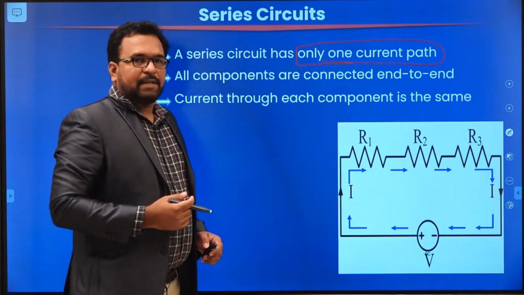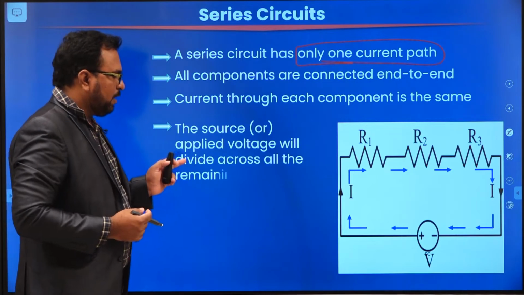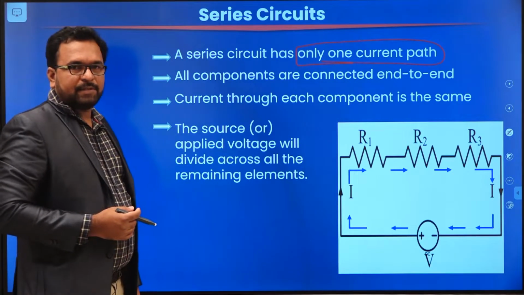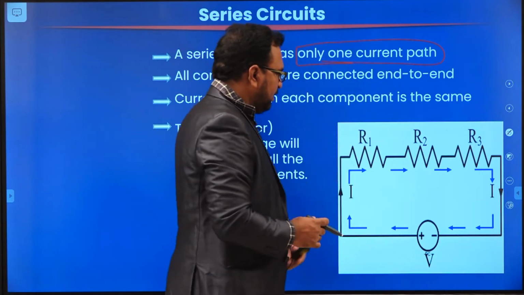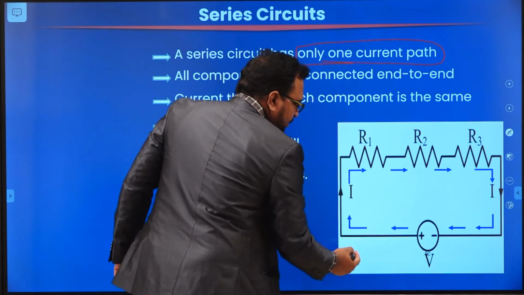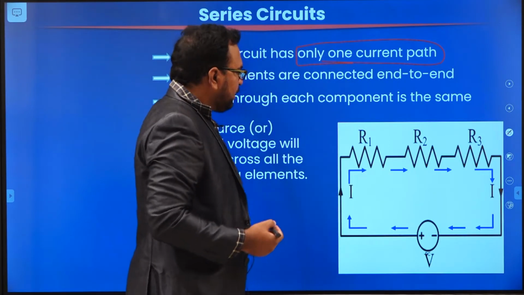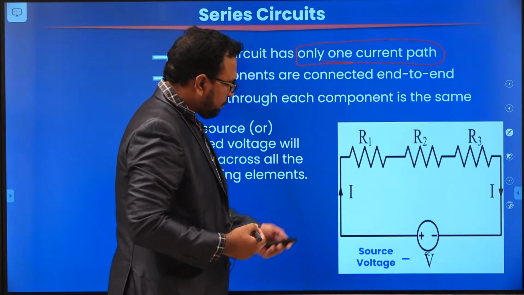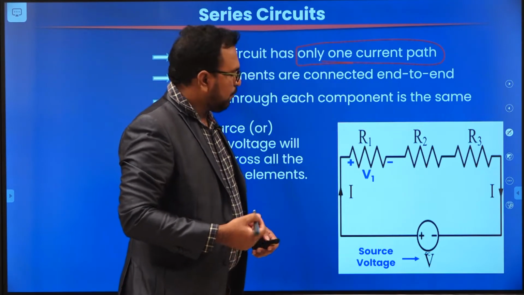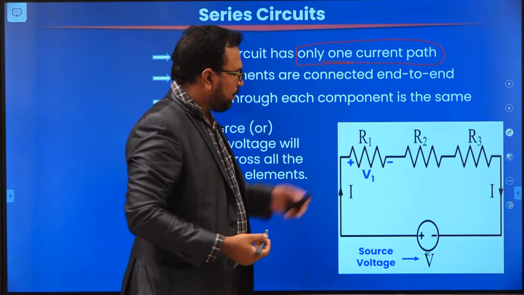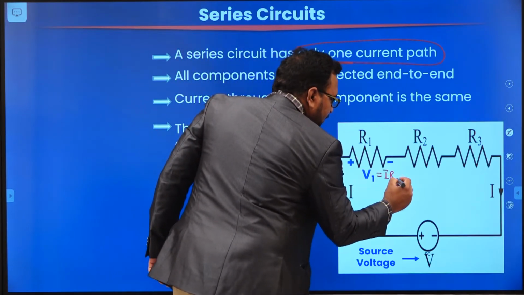What about the voltage across elements? The source or applied voltage will divide across all the elements. This is the source voltage V. This voltage will produce a current I and the current is flowing through R1. What is the voltage across R1? I am going to assume that as V1. From Ohm's law, V1 is equal to I into R1.